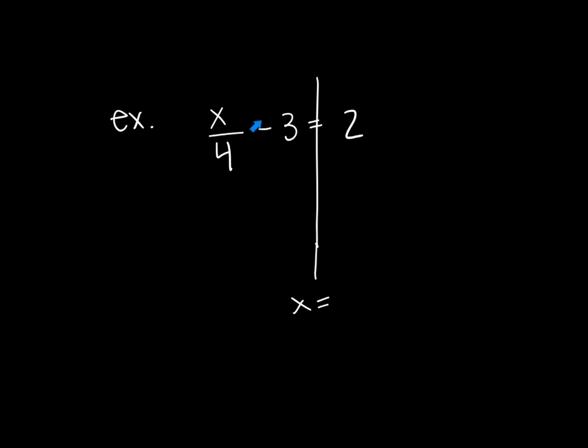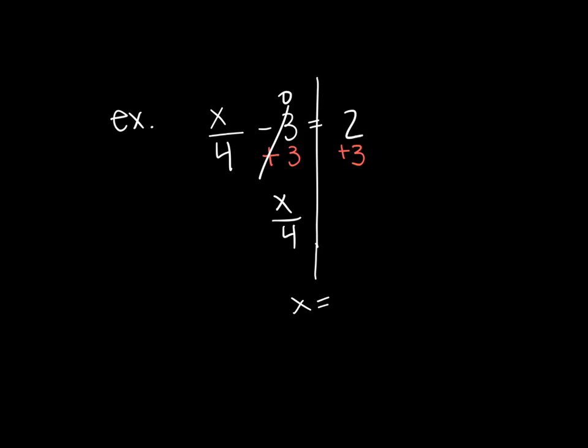So to take away this minus 3, we're going to use the inverse of subtraction, which is addition, and add 3. What we do to one side of the equal sign, we must do to the other to maintain equality. So negative 3 plus 3 is 0. That gives us x over 4 left over on the left side.